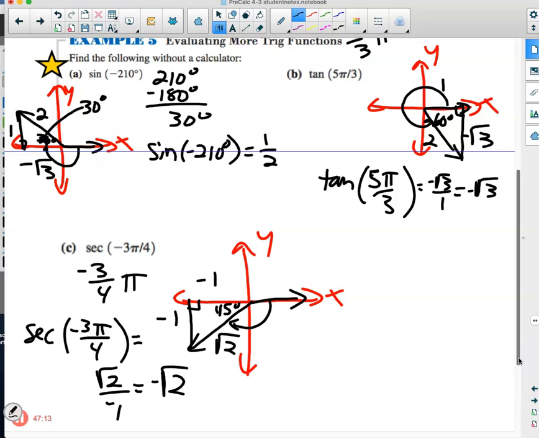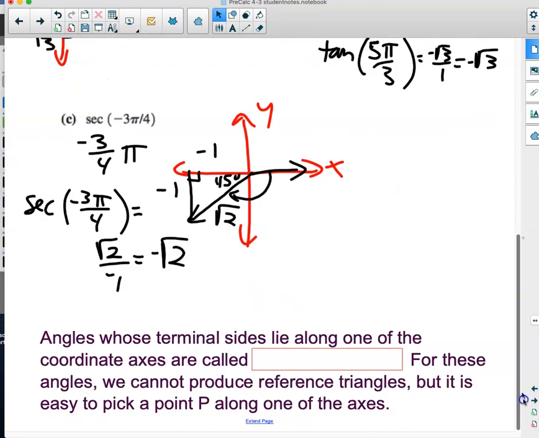Ta-da! So even if at first glance you're thinking, I don't know what 5 pi over 3 is, I don't know what negative 3 pi over 4 is, remember, if it says without a calculator, and even if it doesn't, draw it first, because you might notice, hey, this is a special one. And those special ones we have to give exact answers for. No nasty decimals off of our graphing calculator.